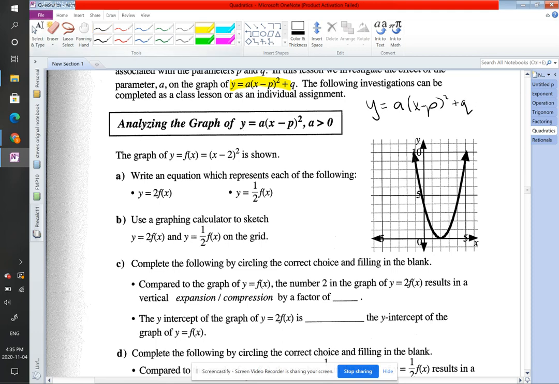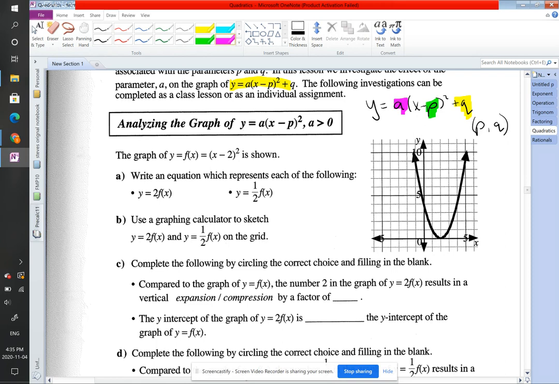So in the last lesson we looked at how q changes the vertical position of the vertex and p changes the horizontal position of the vertex. And we can always write the vertex as (p, q). And today we're going to look at what the value of a changes.